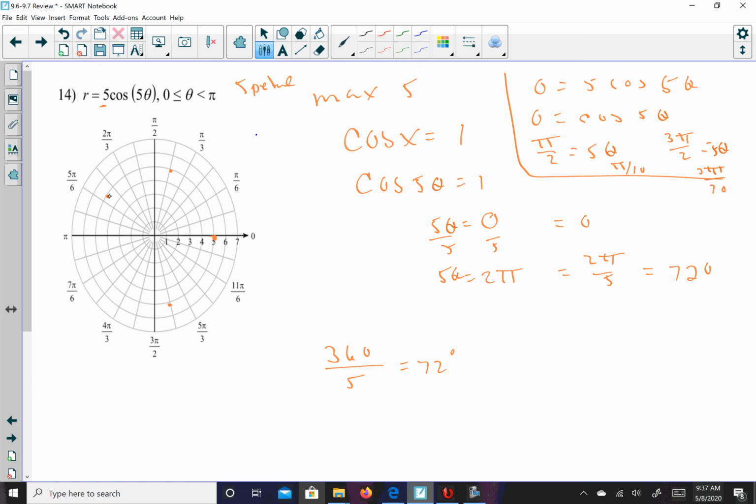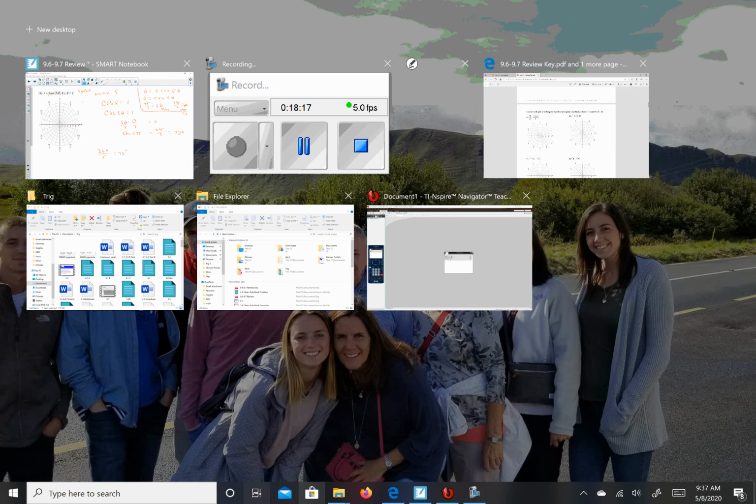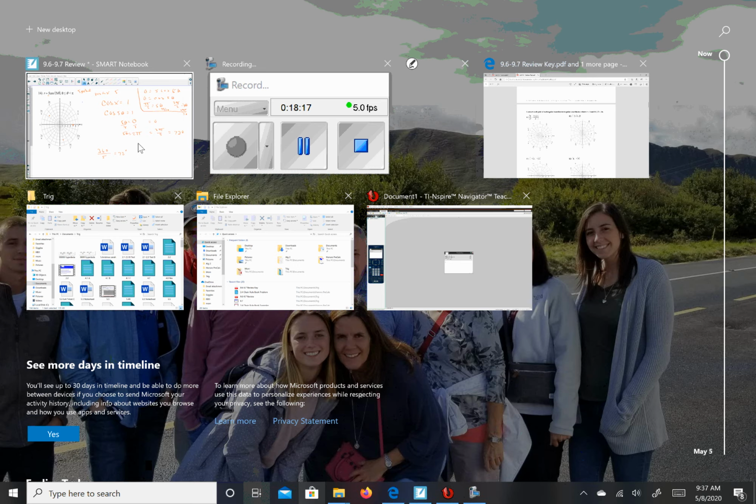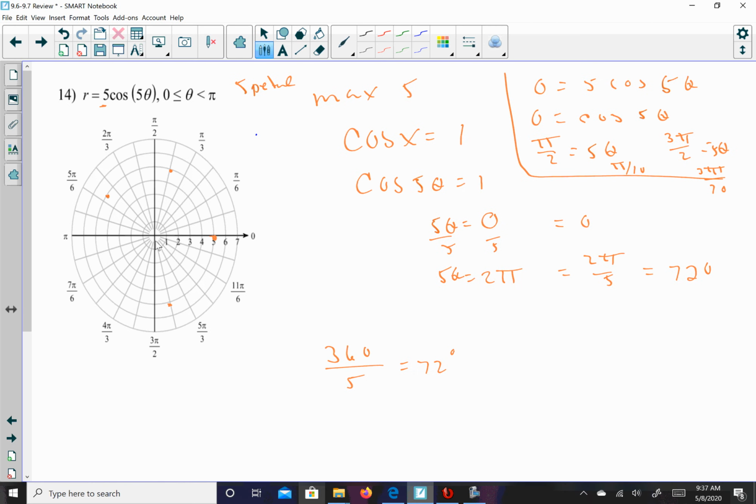And then I can mirror it down, or I can add 72 again, whichever. So that's 216 if I added 72, which is going to be right past 215, so right about there. And there I have my 5 petals. 1, 2, 3, 4, and 5. Okay, moving on to the next one.